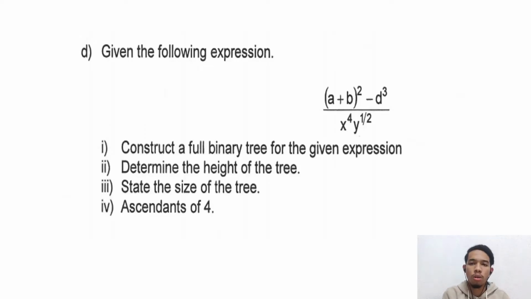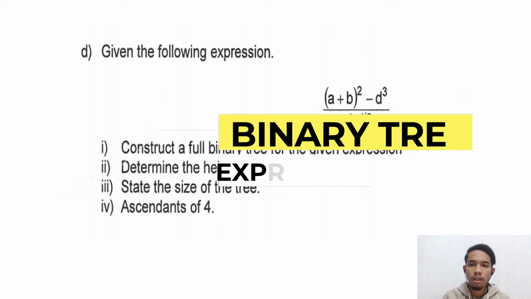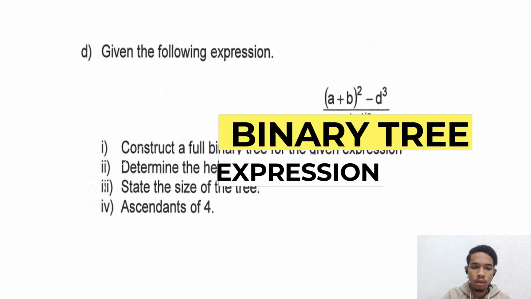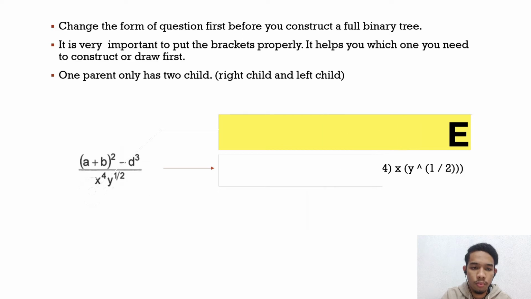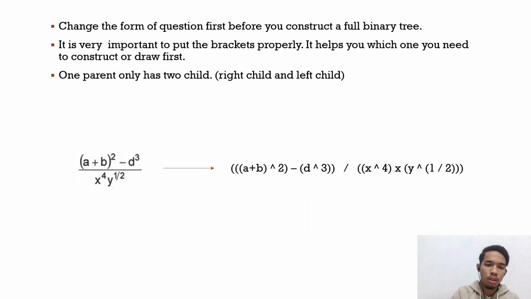Assalamualaikum, my name is Muhammad Fitri, and I will show you a question about binary tree expression. This is the example question. What you need to do is first change the form of the question before you construct a full binary tree, from this form into this form. Second, it is very important to put the brackets properly because it helps you know which one you need to construct or draw first. And you need to remember that one parent only has 2 children, a right child and a left child.